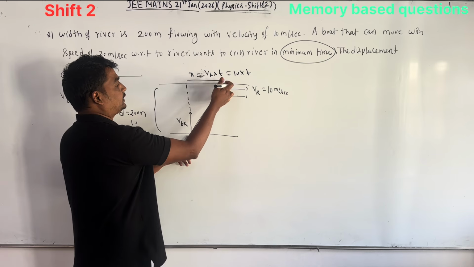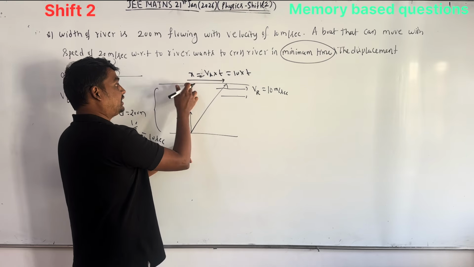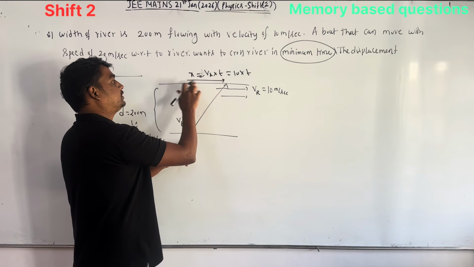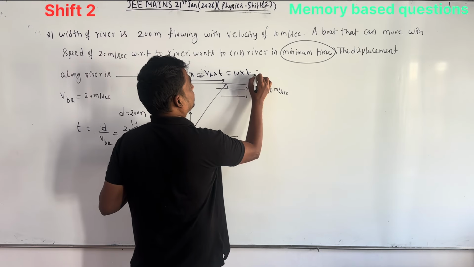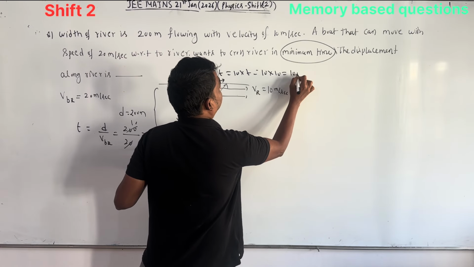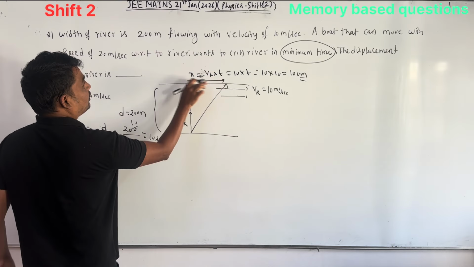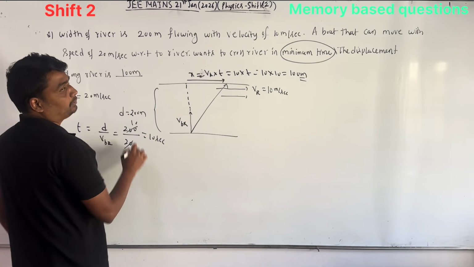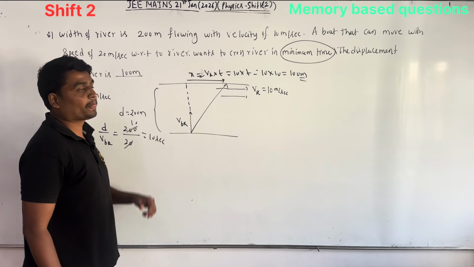It is traveling along the vertical direction and also horizontally, and the time for vertical is the same as for horizontal. Substitute 10 here. So 10 into 10, how much do you get? 100 meters. So what is the shift here? A 100 meter shift has happened for this boat.